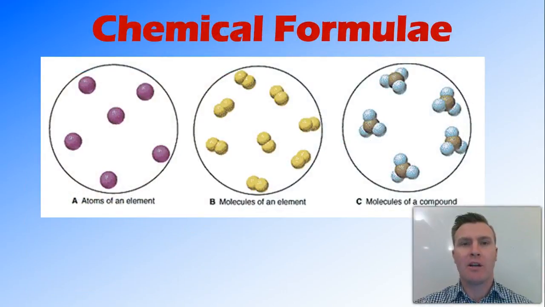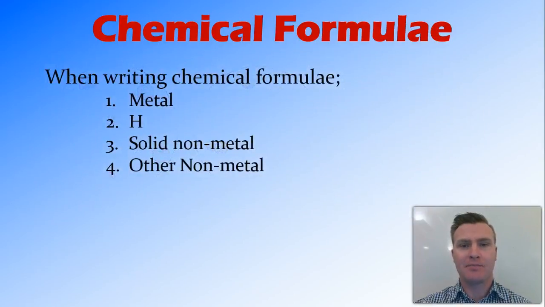So firstly, we've already looked at what a molecule is and the difference between atoms and molecules of a compound. A compound is where we have more than one atom chemically bonded, and those atoms are of a different type. So we need to now know how to name these compounds. The first thing we do is work out how to write the chemical formula.